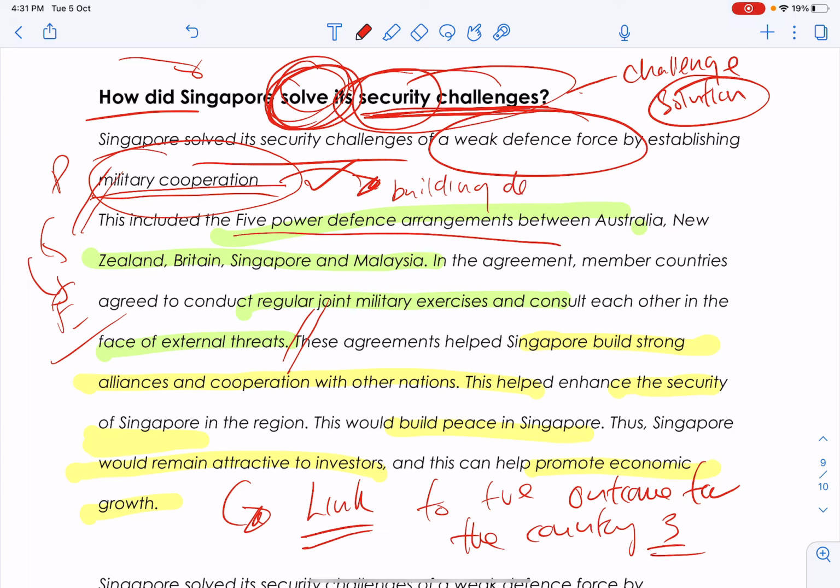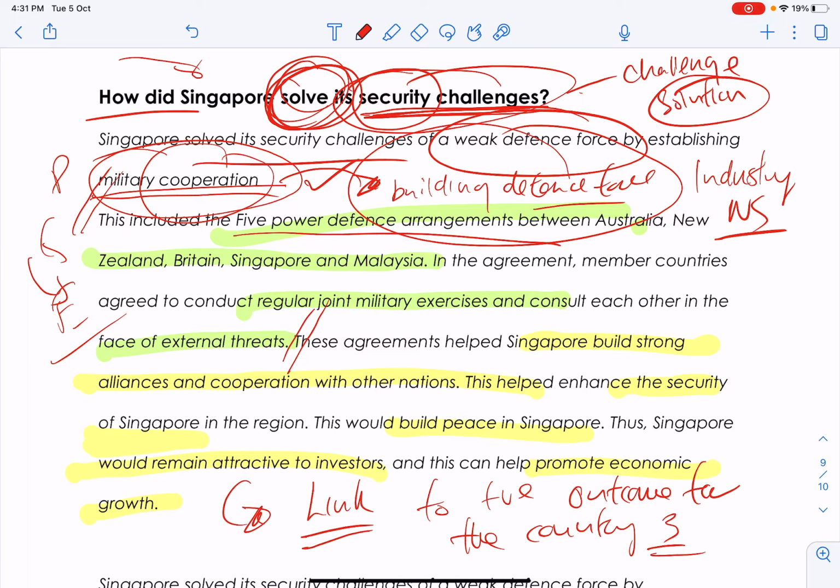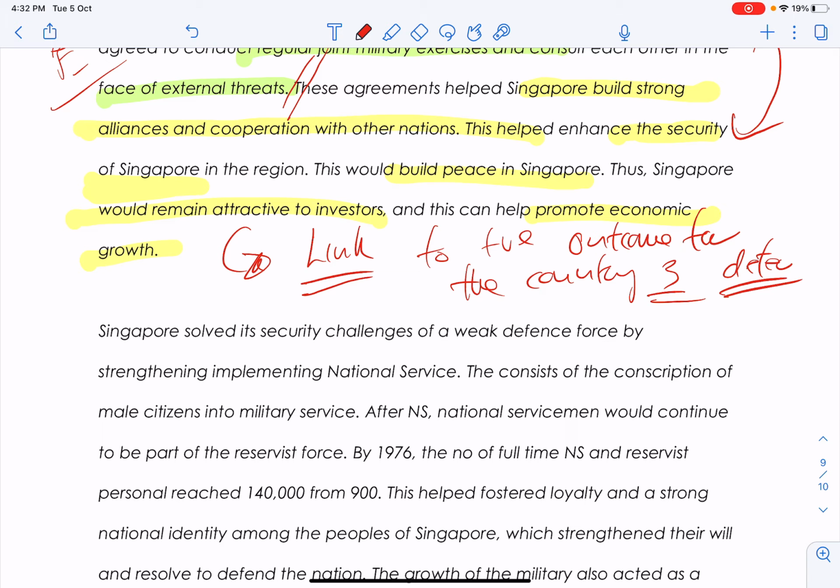And this building defense force includes military cooperation. It also includes building the defense industry. It also includes NS. So you can put all 3 together and say this main point is building defense force. Then in your details, you talk about NS, talk about the defense industry, you talk about military cooperation, and then you explain with all these things, it can help deter against external threats. The keyword for your solution now is deterrence. Okay, deterrence is a very important word. Deterrence against external threats.